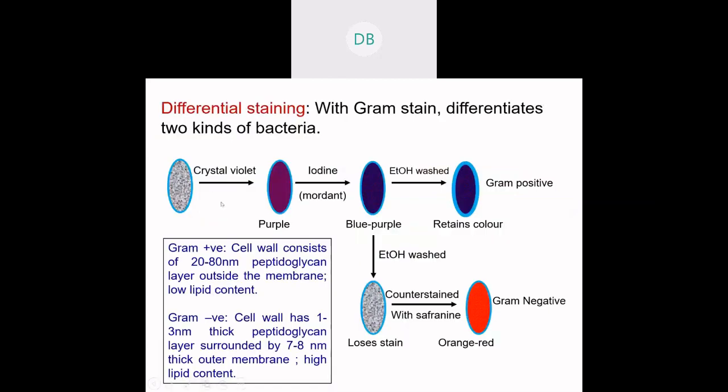In Gram staining, first you stain the bacterial culture with crystal violet and then treat it with iodine as a mordant, and on addition of iodine the color intensifies. On ethanol washing, if the bacteria you have isolated is Gram positive, it will retain the color, whereas Gram negative bacteria lose the purple color, and these can be counterstained with safranin. So under a microscope, if it is a mixed culture of Gram positive and Gram negative, Gram positives will appear purple and Gram negative bacteria will appear red.